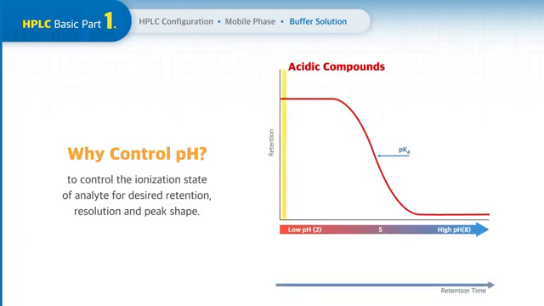For acidic compounds, if the pH is below pKa, the analyte gets more hydrophobic and retained longer. At pKa range, the small changes in pH will lead to large changes in retention, and so is the resolution. And if the pH is above pKa, the analyte gets less hydrophobic and eluted faster.